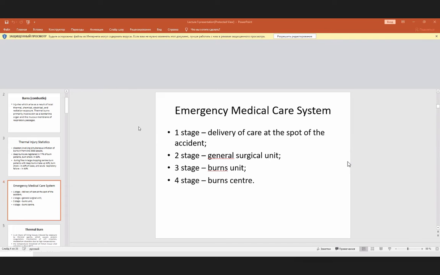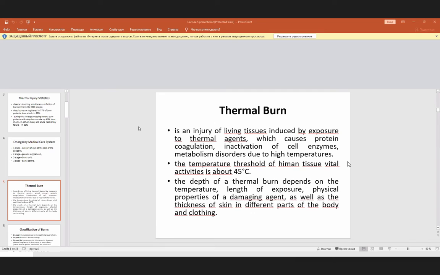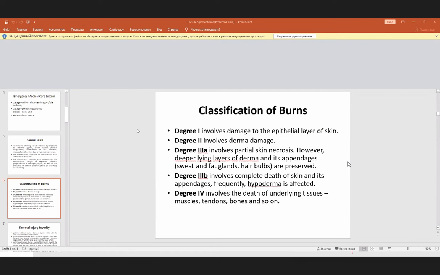Classification and clinical presentation of burn. In our country, a four-degree classification of the depth of thermal injury was adopted at the 27th All-Russian Congress of Surgeons in 1930.